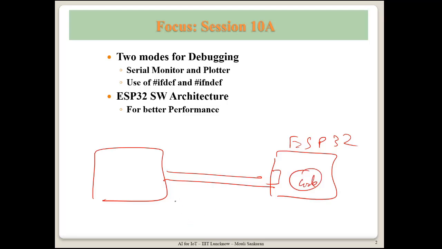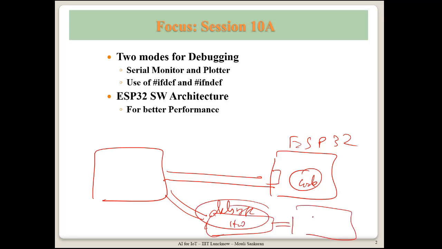Normally what happens is there will be a debugger. There are so many JTAG debuggers, and plenty of debuggers are available. There is debugger hardware which talks to the hardware, and this hardware may be, I call it, ESP32. So what happens when you want to debug really in your simulator?